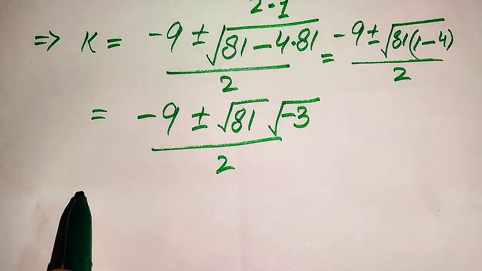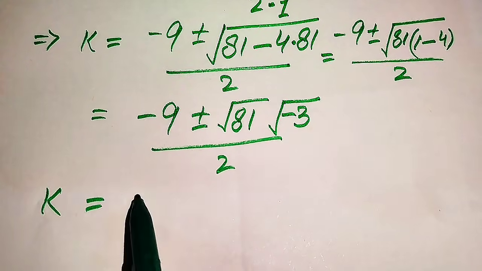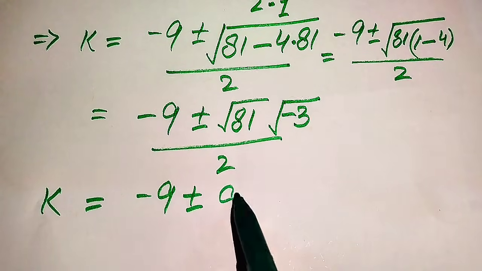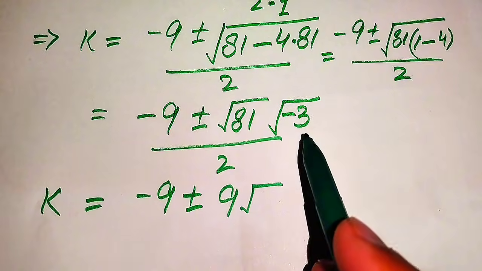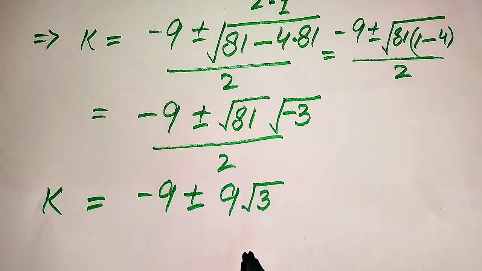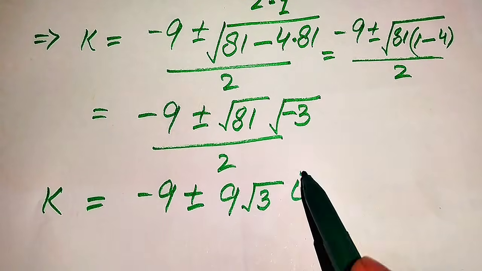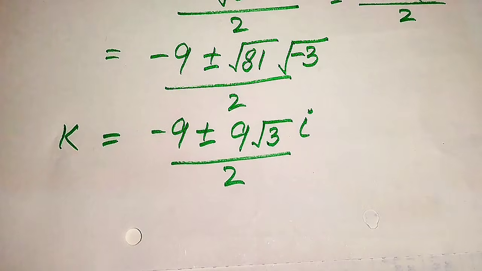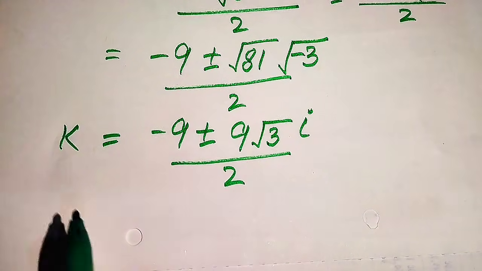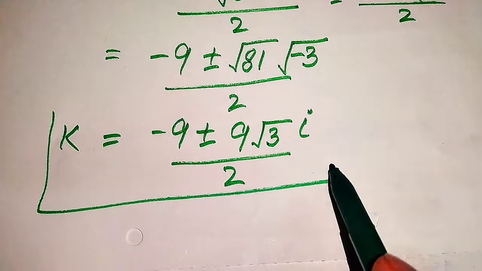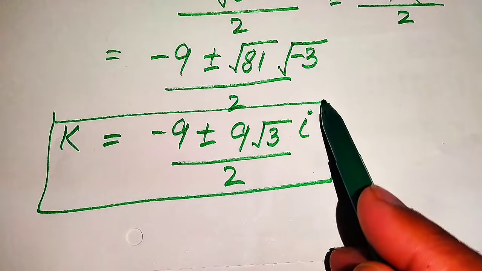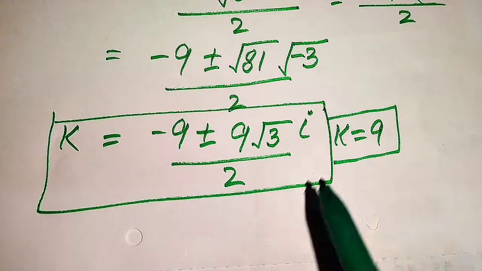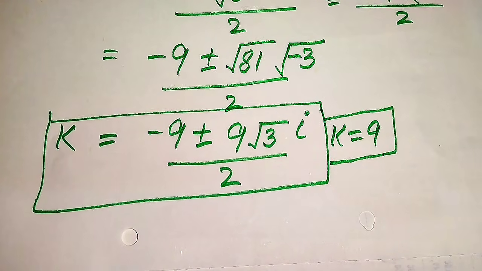And here in the next step we need more simplifications, and it will be written as minus 9 plus minus, here we know that square root of 81 equals 9, and here we apply square root on 3 and square root on minus 1, and you know that square root of minus 1 becomes iota, divided by 2. So here finally we have the other two complex roots of the given equation, and here we get three roots of the given equation. The third root is k equals 9. So these are the final three roots of the given equation, and this is the final answer.